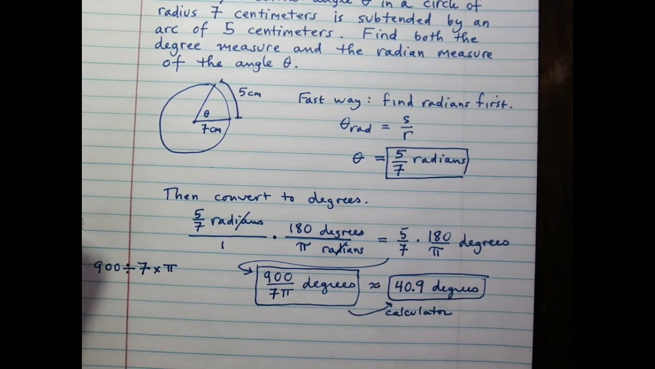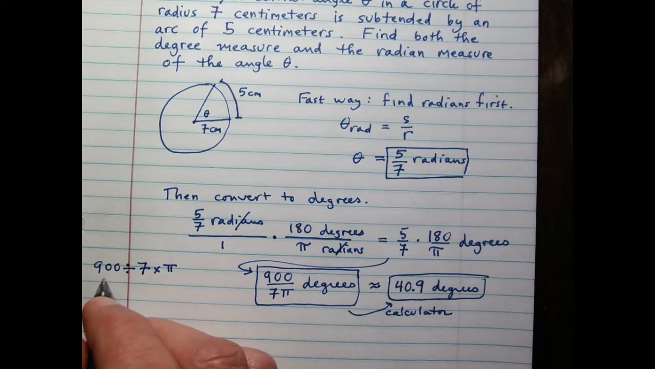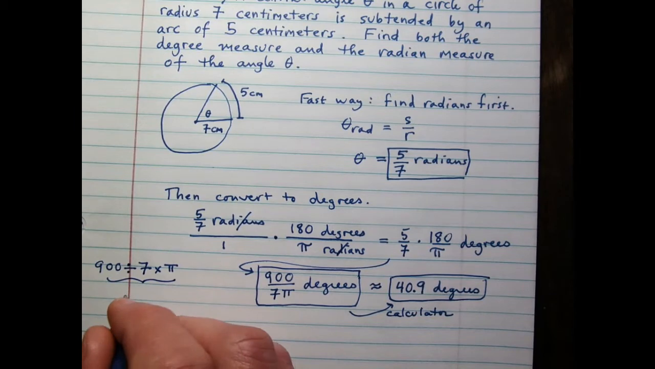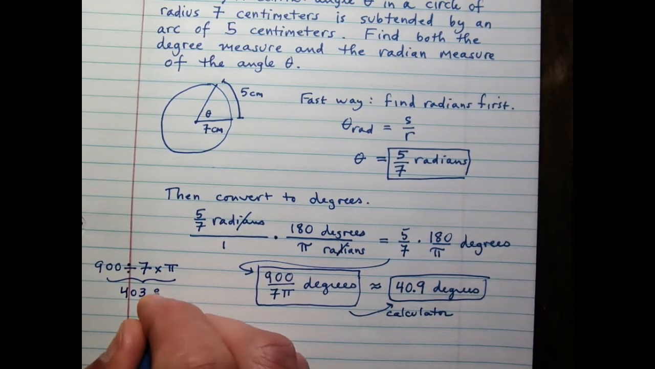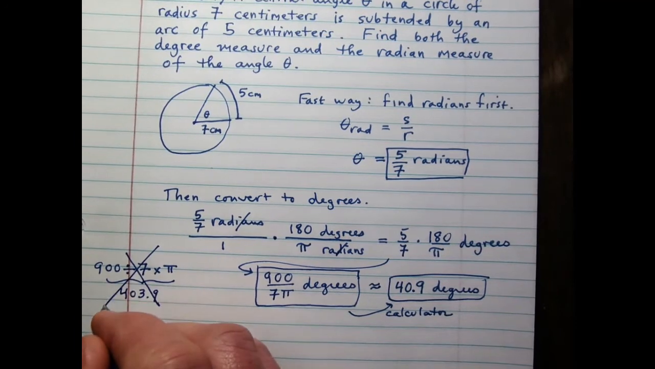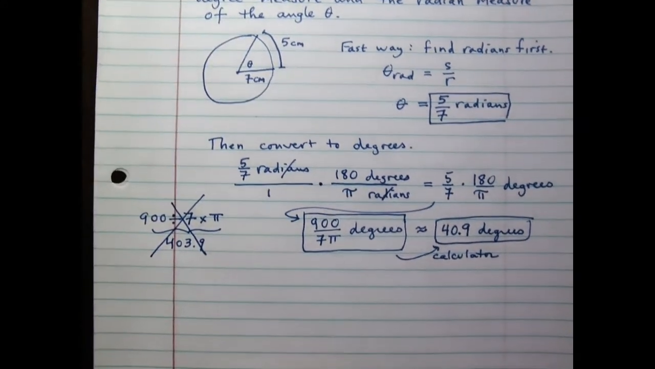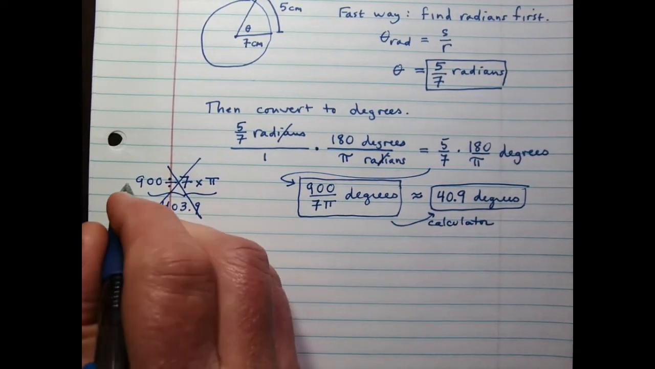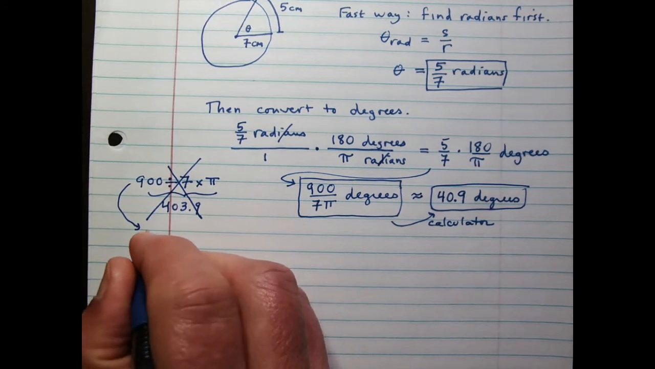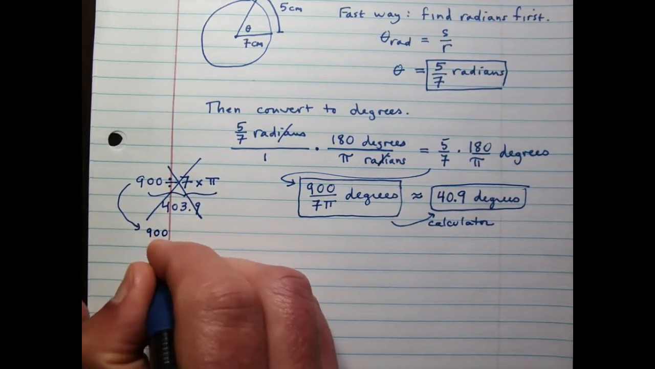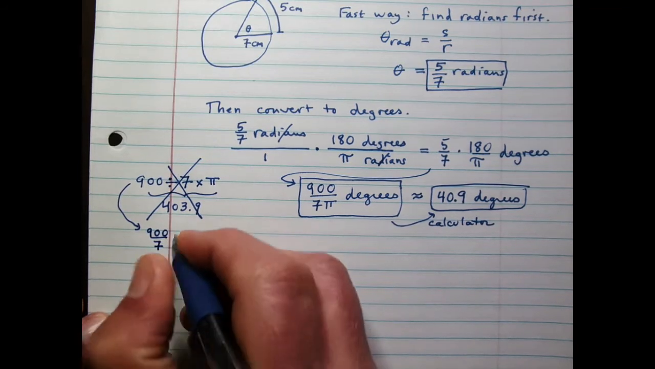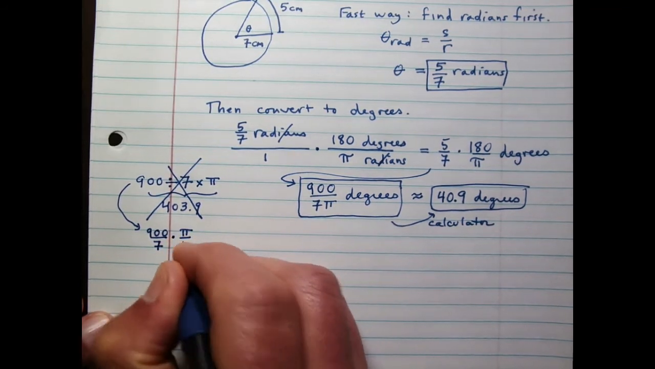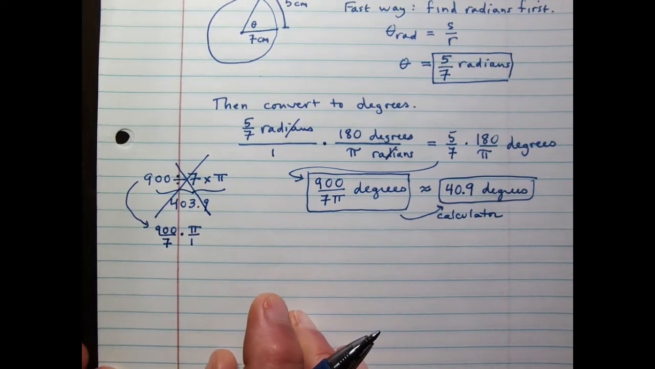900 divided by 7 times pi, and I get 403.9. That's wrong, because the calculator is interpreting what you're entering in a way that is not what we want. It's thinking you want 900 divided by 7, times pi over 1, if you get that value.